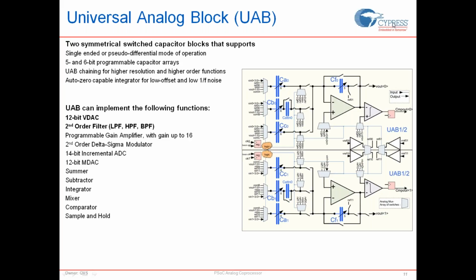Okay. What are the preferred packages for the PSoC Analog Coprocessor? We have a 48-pin QFN, a 48-pin TQFP, a 28-pin SSOP, and a 45-ball wafer-level chip scale package.